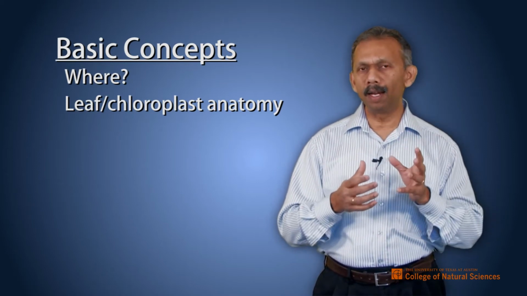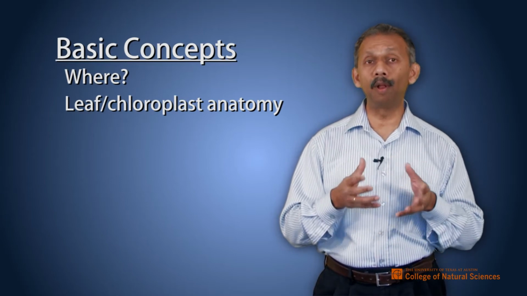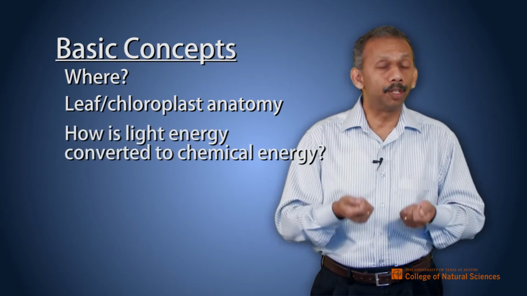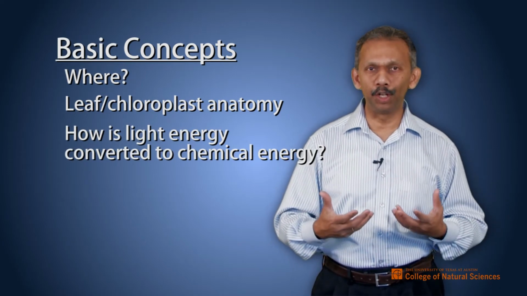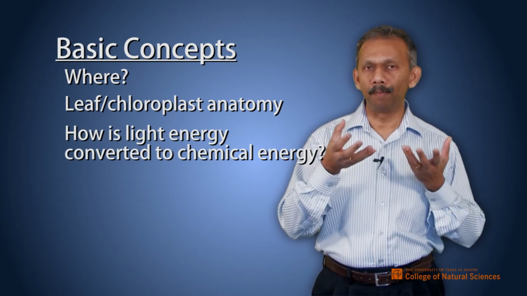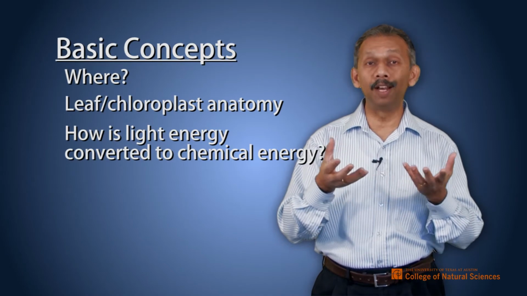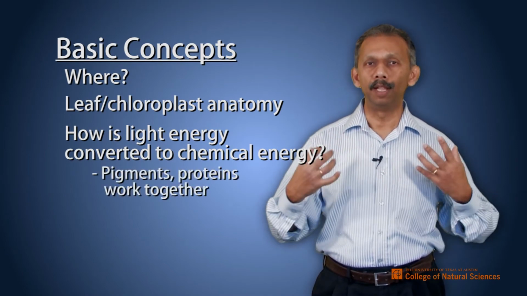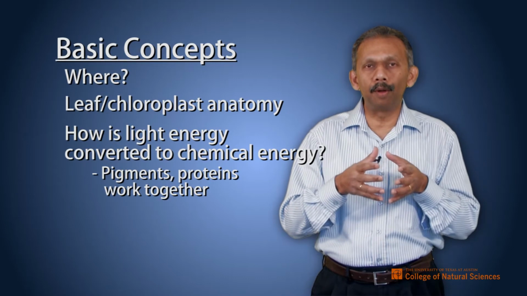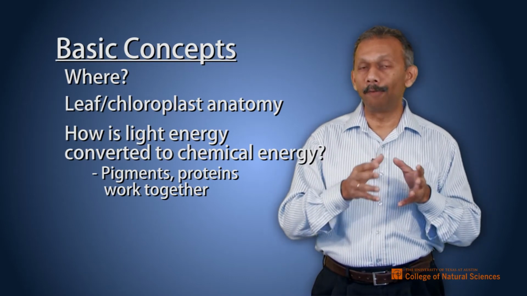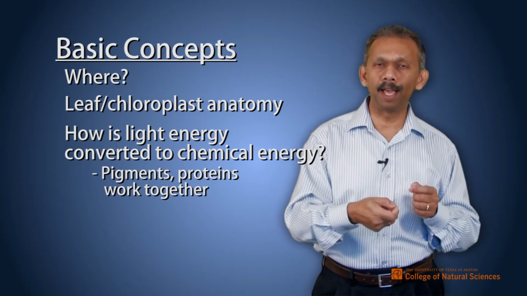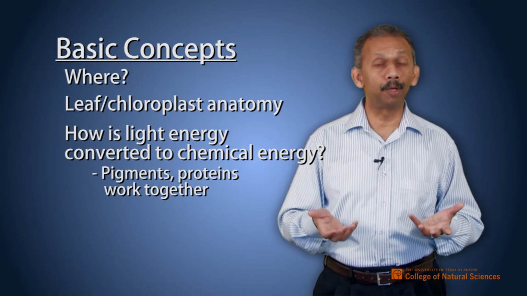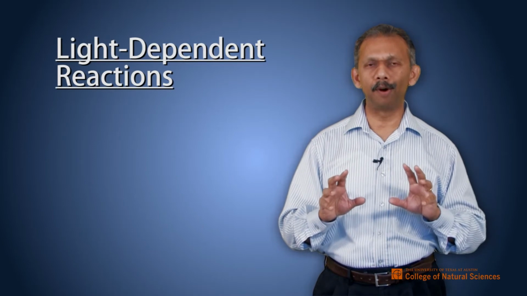In addition, in the basic concepts, you will also see how light energy is converted into chemical energy. That is a major process that happens, and you will see how the pigments and the proteins in the leaf work together to convert light energy, a form of kinetic energy, into chemical energy that can be stored as potential energy. Once you go past the basic concepts, you will look at light-dependent reactions in the second part of this chapter.